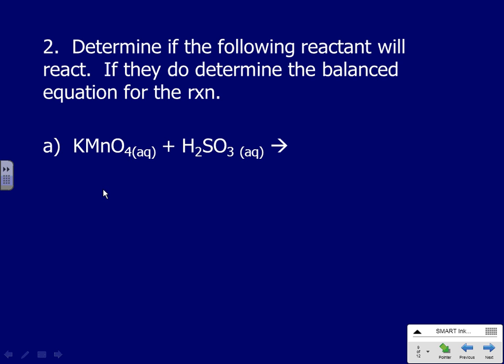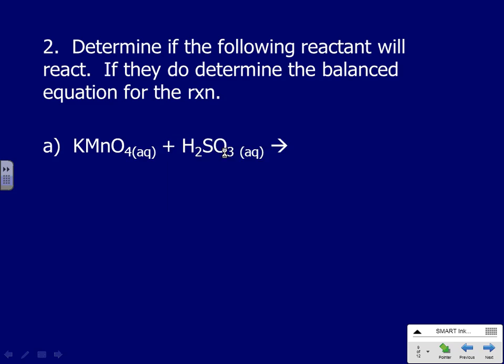Okay, so this becomes a little tricky because I'm not telling you what the products are. And we've got potassium ions in there, which could become potassium metal. Not likely, right? But it could. We've got these permanganate ions that can do something. We've got hydrogen ions that could do something. And we have sulfite ions that can do something. All right? And we also have water.